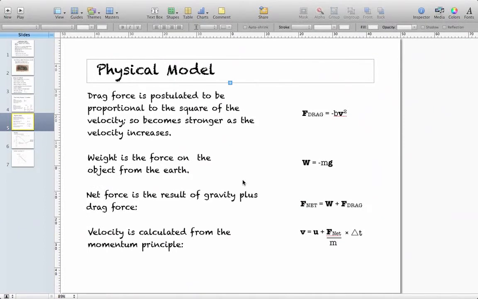So the physical model is where the drag force, we're postulating, is proportional to the square of the velocity, and we'll be looking for a drag force constant minus b, which will be something particular to the object under study, and so we'll be trying to determine that through experiment. The weight is just minus mg, and the net force on the system is the addition of those two forces, the weight plus the drag. And we'll calculate the velocity using the momentum principle.